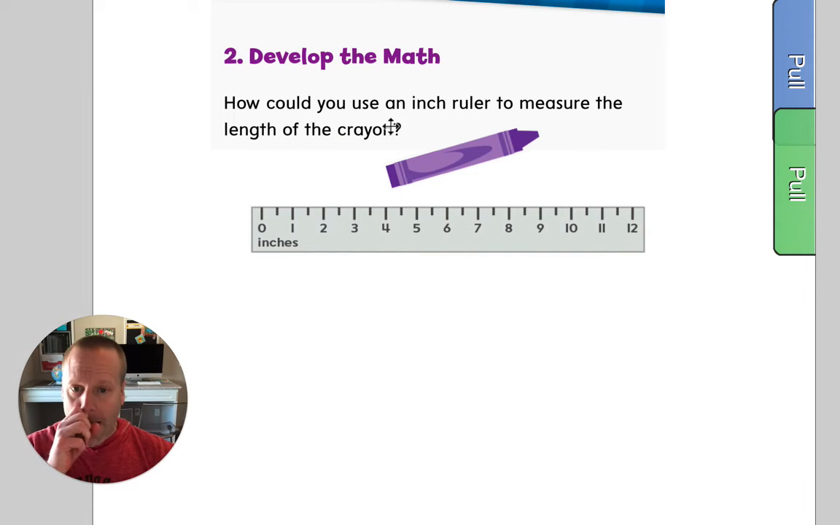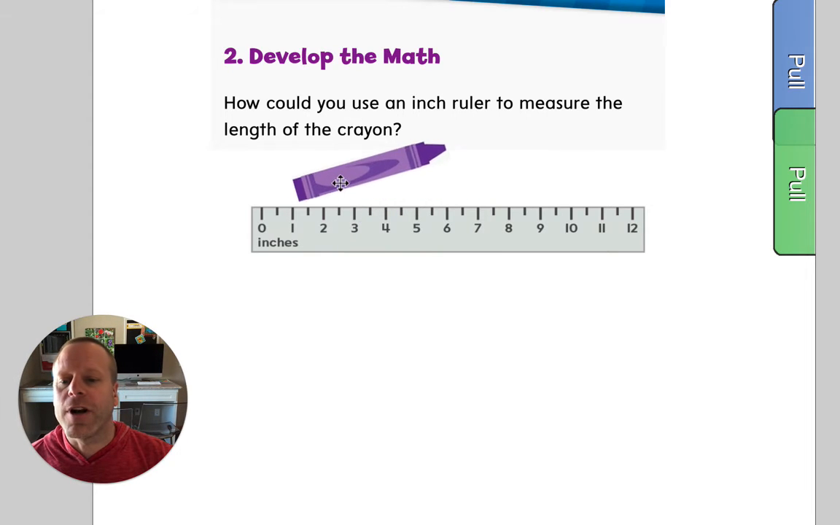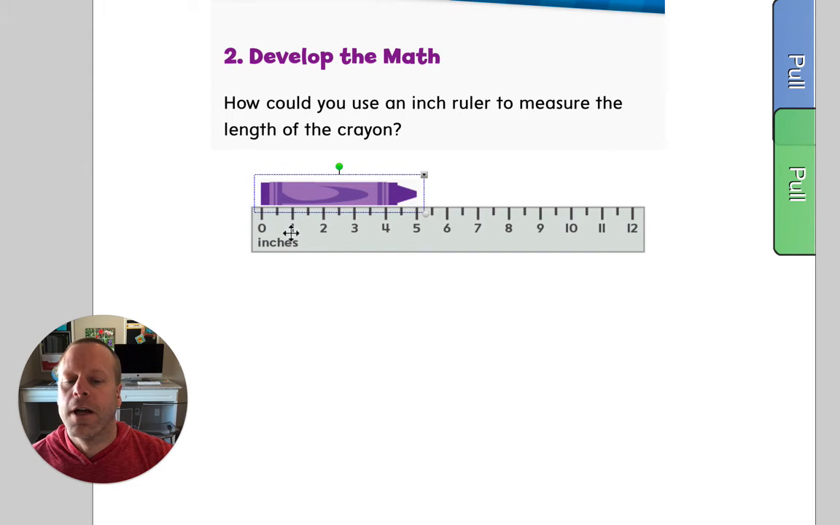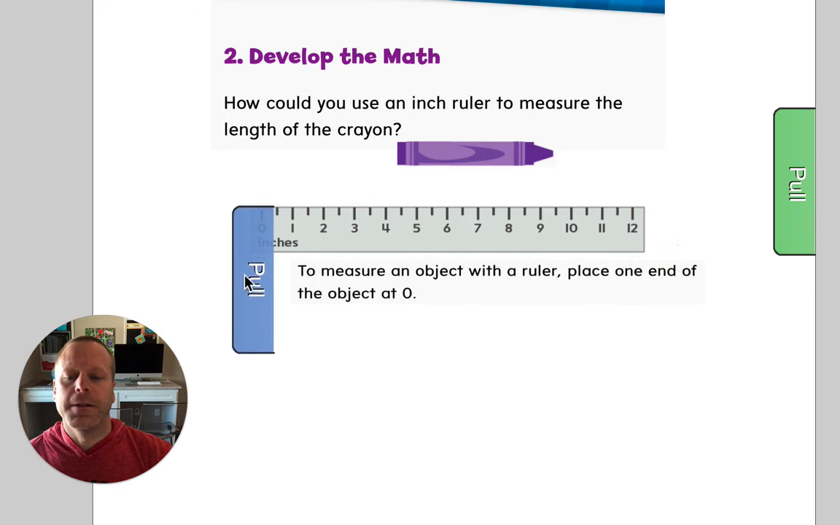All right, so how can I use an inch ruler to measure the crayon? Well, I can't just stick it anywhere. I have to try to get it right down by the 0, and if I can, it works best if it is nice and straight. So I'm going to start at the start. I'm going to stop at the stop. And I would think that this is about 5 inches long, this color crayon. Okay? Let's see what we got over here.